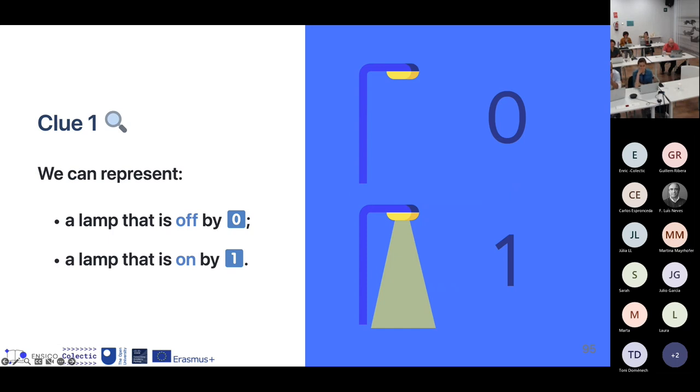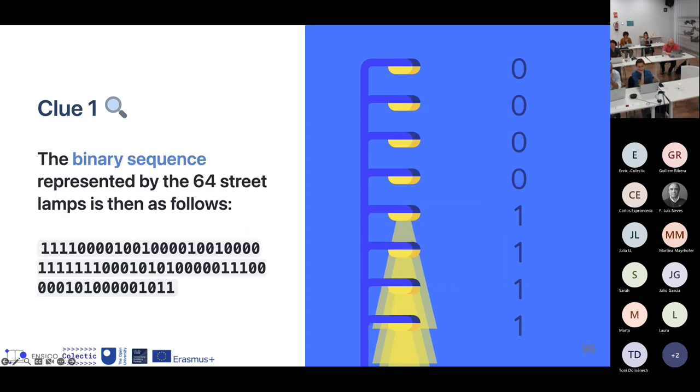Now when we look again at the sequence of lamps on the street, we get a binary code. Although we can only see the first eight lamps on the street, such that the first four are turned on and the other four are turned off, actually there were 64 lamps on that street. So we get a binary code with 64 bits. A bit is a zero or a one.